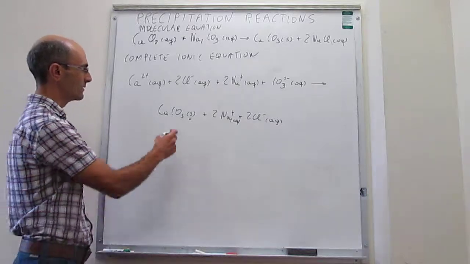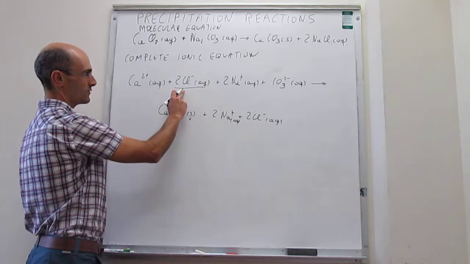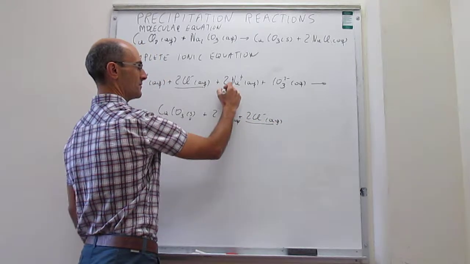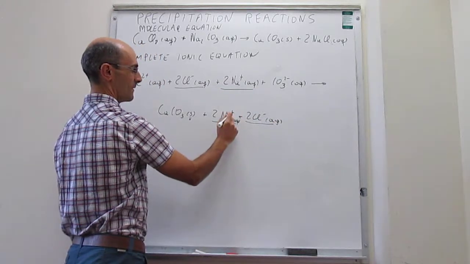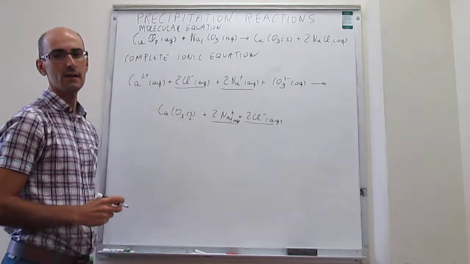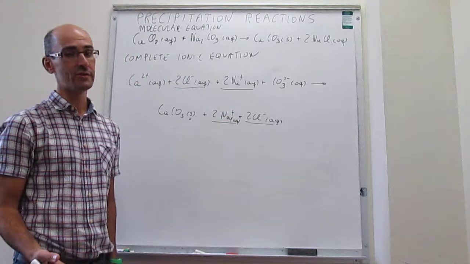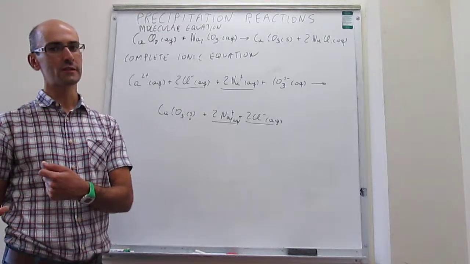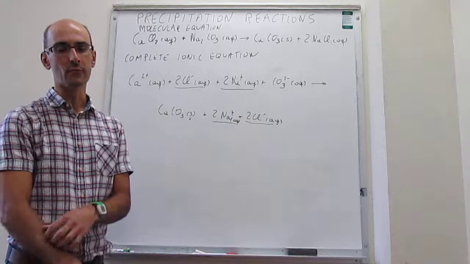For example, if we take a look at this chloride, you have 2 chloride in reagents and 2 chloride in products. And for the sodium ions, you have exactly the same. Notice that these ions do not participate in the reaction at all. They're in reagents free in solution, and they're in products free in solution. They don't intervene in the reaction at all.